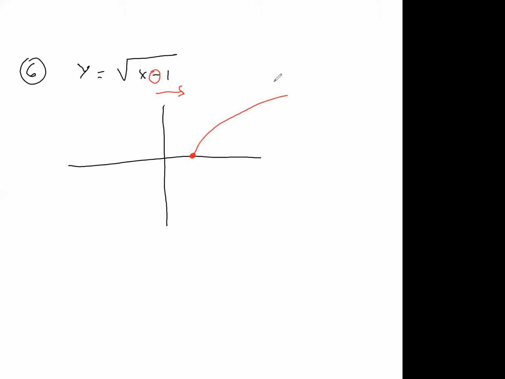Question number 6. Y is equal to the square root of x minus 1. We know already that when you have a square root or radical, it's a check mark. I'm going to use the transformations. We have -1. If you have -1, you move to the opposite side, 1 unit. And exactly right here, you start the picture. And you sketch, is what they're asking for.